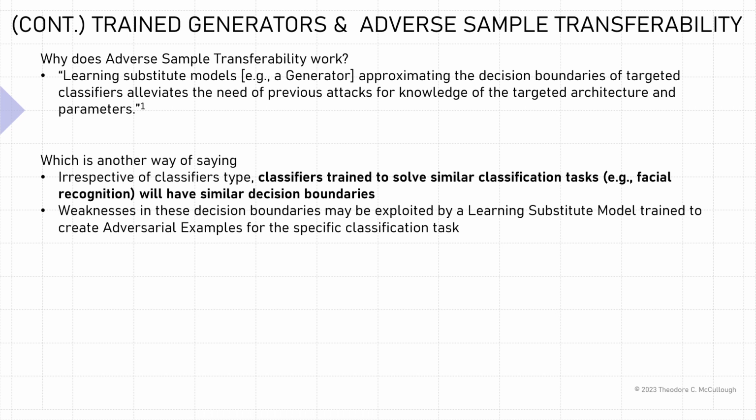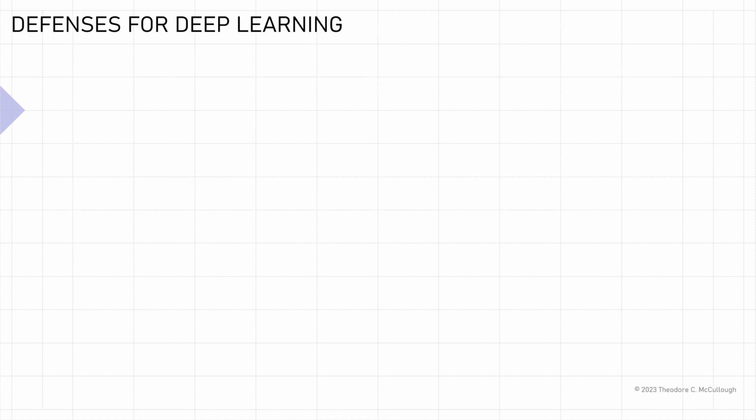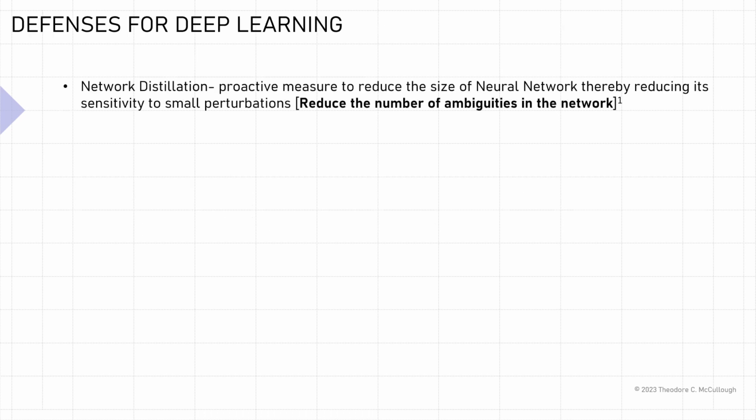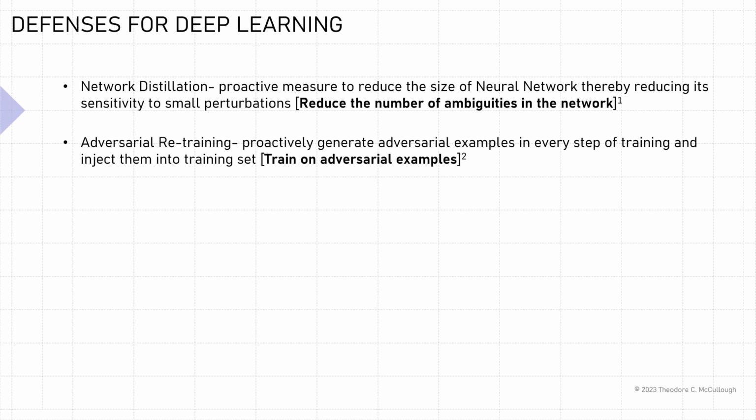Now, what are some defenses for deep learning? One is network distillation, which is really the concept that if you reduce the number of ambiguities in the network, it will be less prone to being susceptible to an attack. Another is adversarial retraining, which is really the idea that you can train on the adversarial examples to make a network that won't be susceptible basically to adversarial examples.